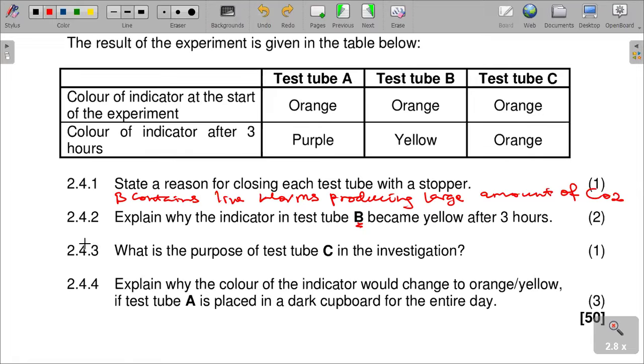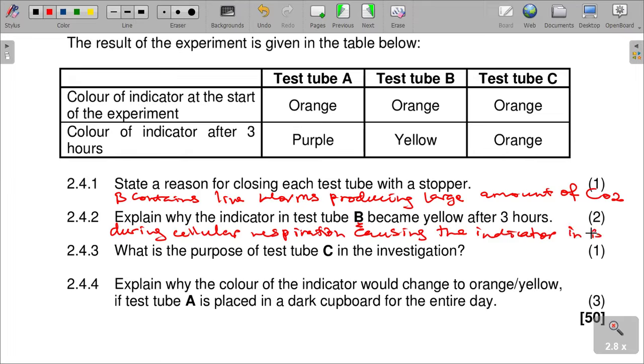Carbon dioxide during cellular respiration causing the indicator in B to become yellow. That is what is happening there.